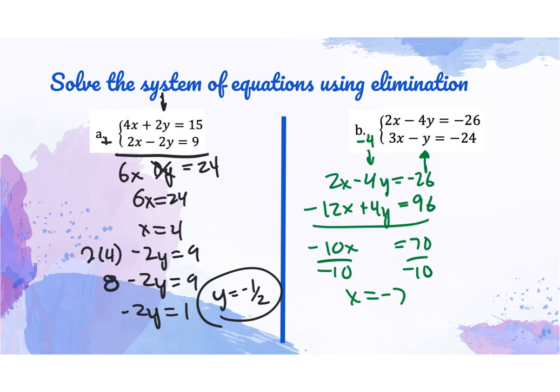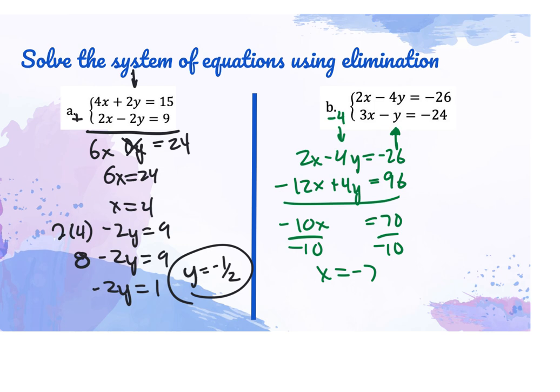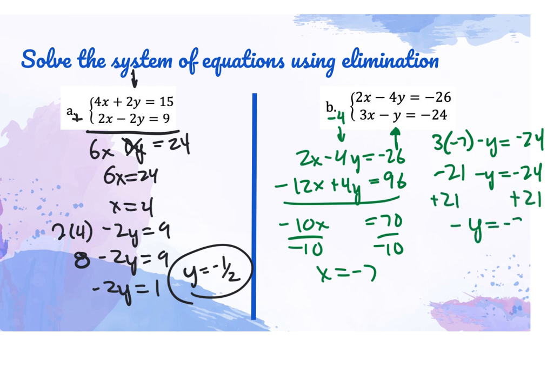So then substitute that back in. I'm going to want 3 times negative 7 minus y equals negative 24. So negative 21 minus y equals negative 24. Add 21, add 21. Negative y equals negative 3. Y equals 3. There's my answer.